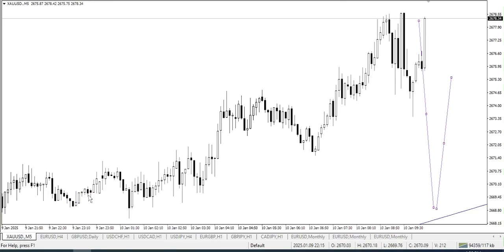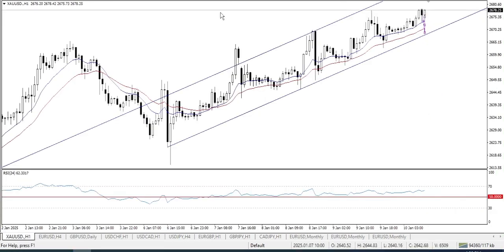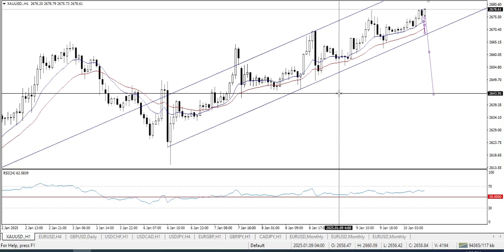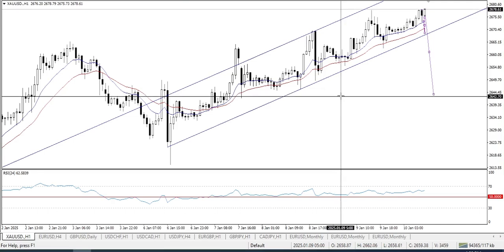I didn't tell you the target in gold, so let me tell you the target in gold in case of a significantly bullish US dollar. In case of a significantly bullish US dollar, you can expect a move bigger than any of these swings. So the biggest swing here is this one. So a significantly bullish US dollar will send gold down to the 2643, 2640 area roughly.